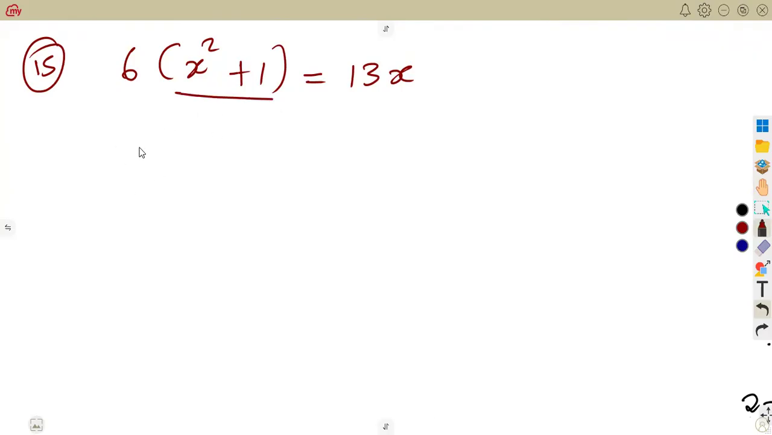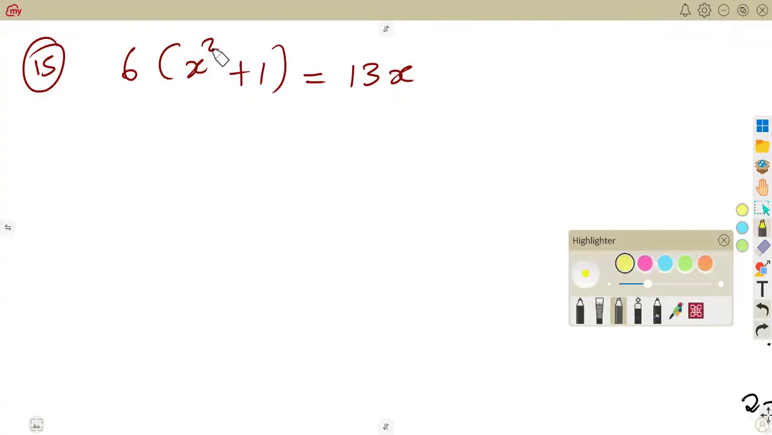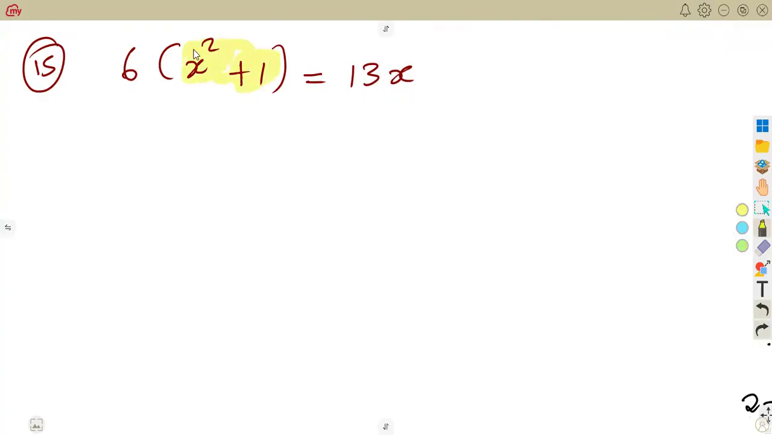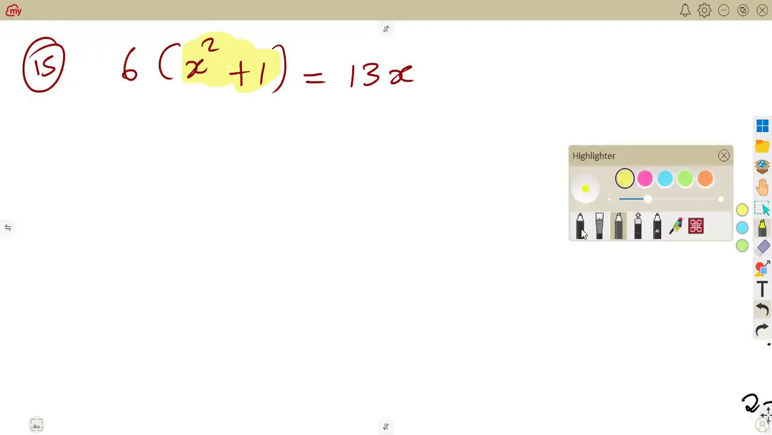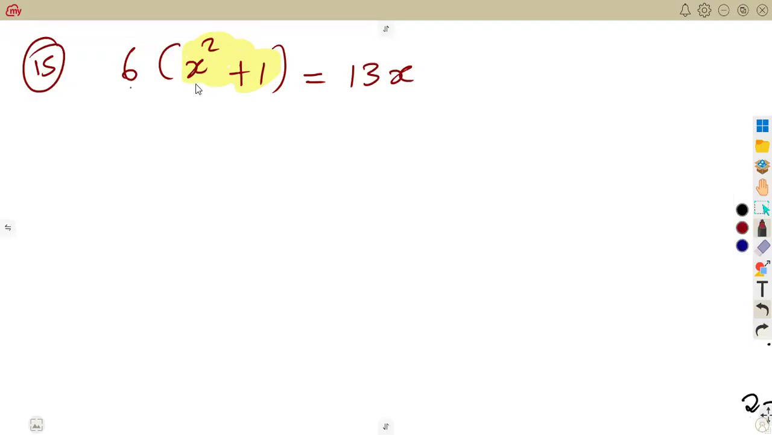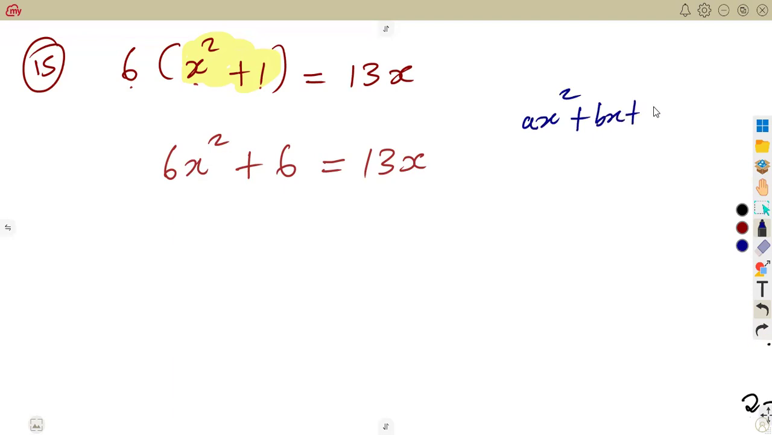So for expanding only a single number outside of the bracket, we can distribute that number into this bracket in each and every term. So every term is going to be multiplied by 6. 6 times x squared, that's 6x squared, 6 and 1, that is going to be plus 6, which is equal to 13x. So let us formulate our quadratic equation the way that we are used to.